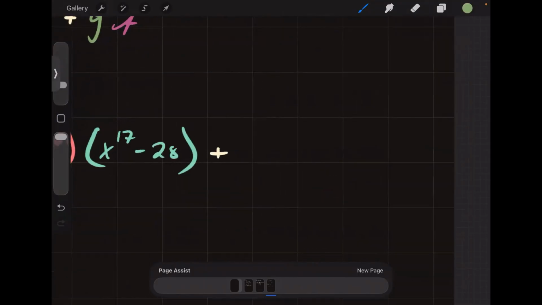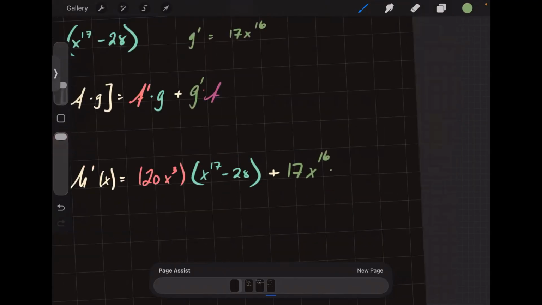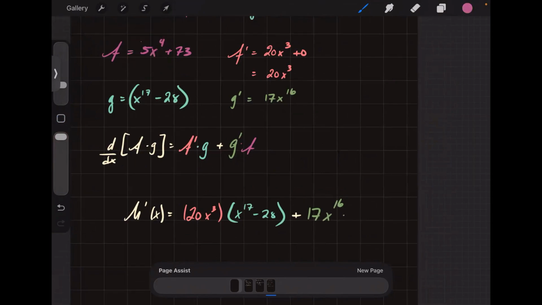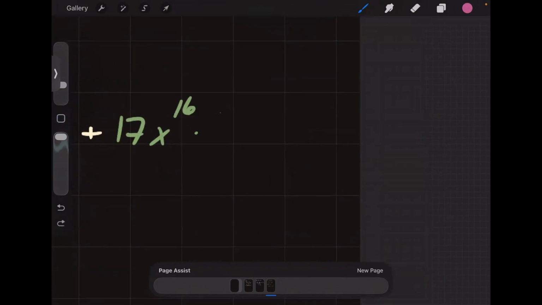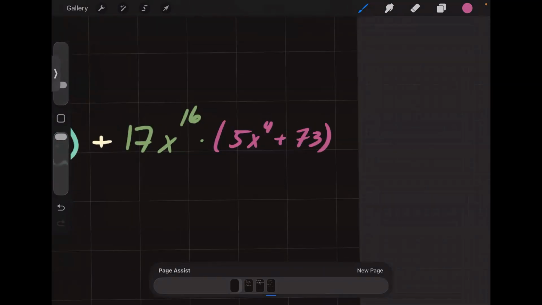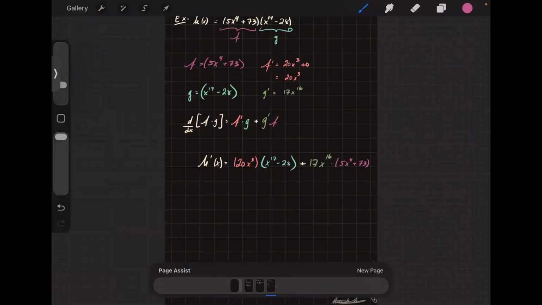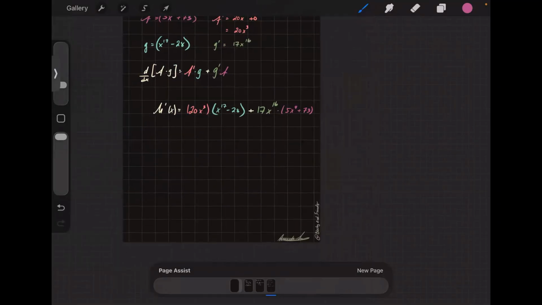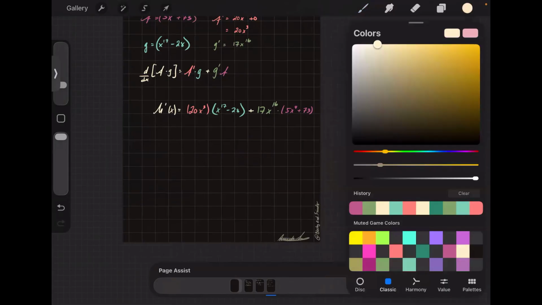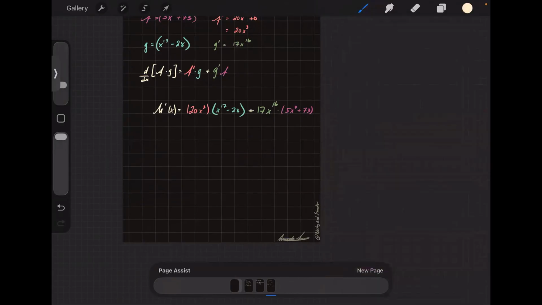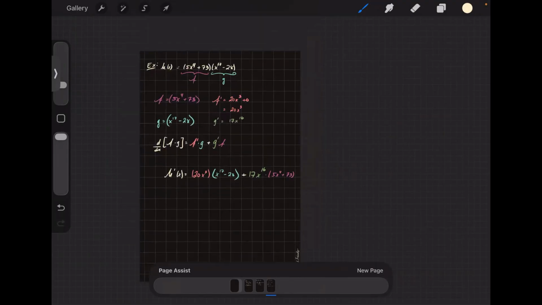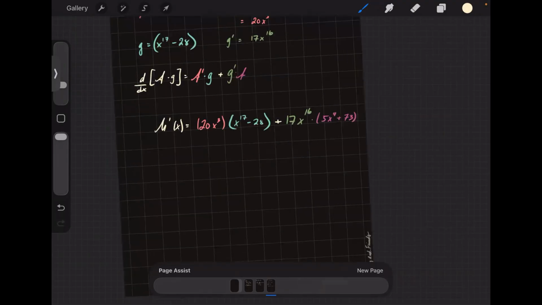So g prime is 17x to the 16th times, what is f? F is the whole thing, 5x to the fourth plus 73. That's it. That's the product rule, my friends. Okay. There are more examples in the notes. Please do them. But I'll work out a couple more just for you.